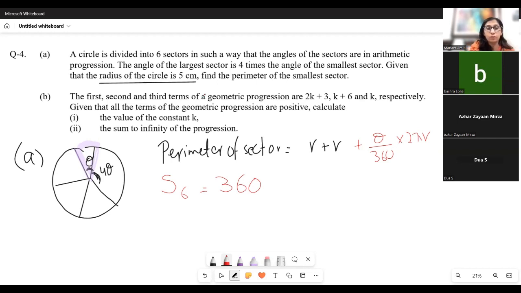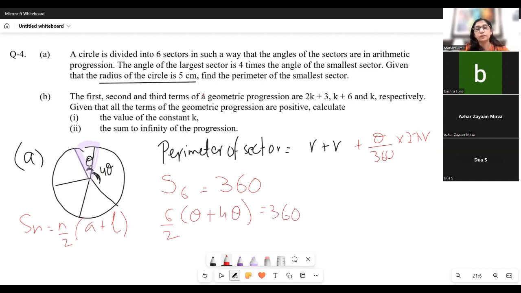So I'm going to use that formula. Sn is equal to n over 2 bracket a plus L. So 6 over 2 bracket theta plus 4 theta equals 360. So that would be 5 theta. 3 times 5 theta equals 360. So 360 divided by 15. That's 24. So theta is 24 degrees.